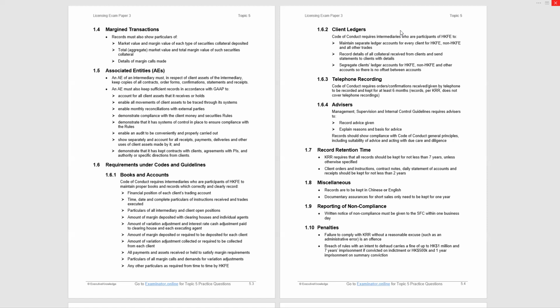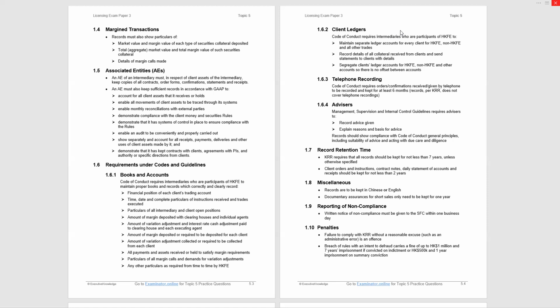1.6.3, again, code of conduct requires orders, confirmations received or given by telephone. Those records must be kept for 6 months. So that's not under the keeping of record rules. That's under the code of conduct. And with regard to advisors, we now move to the internal control guidelines that have been issued by the SFC. They are required to record advice given, explain reason, basis for advice, and the records should show compliance with the code of conduct general principles, including suitability of advice and acting with due care and skill. I beg your pardon, due care and diligence.